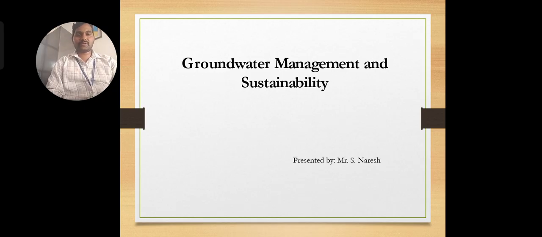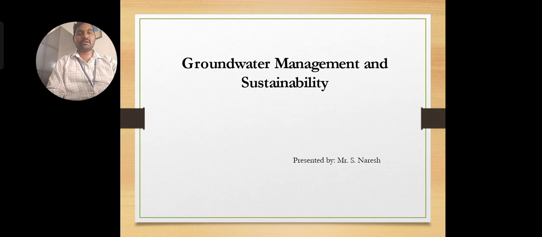Today I would like to discuss one of the important topics in our fifth unit, that is called groundwater management and sustainability. Before going into this topic, I want to define what is groundwater, what is management, and what is sustainability. Likewise, I will define them, and later I am going to enter into this topic.